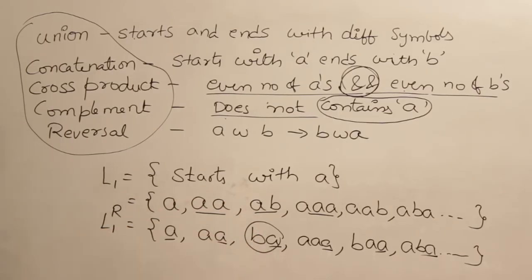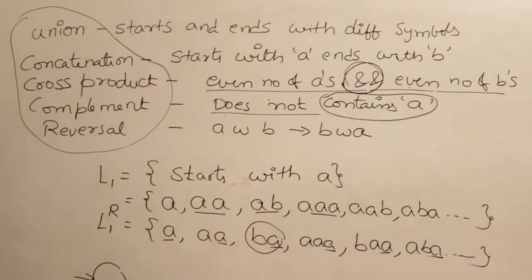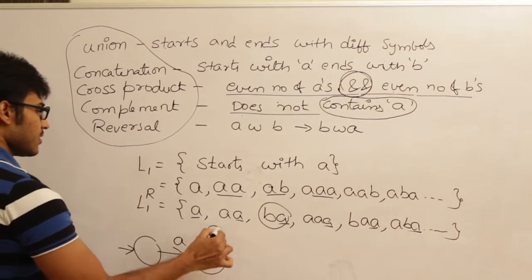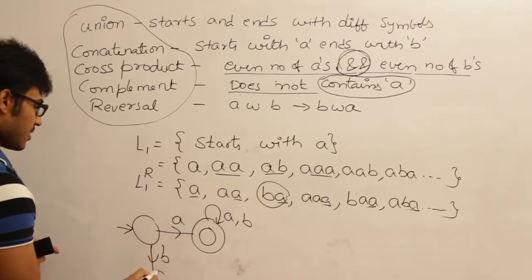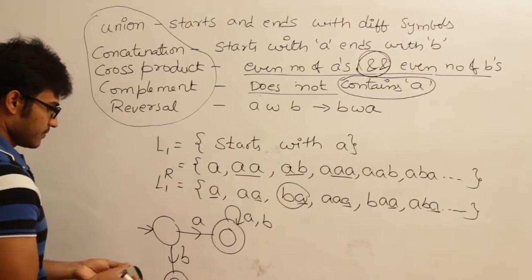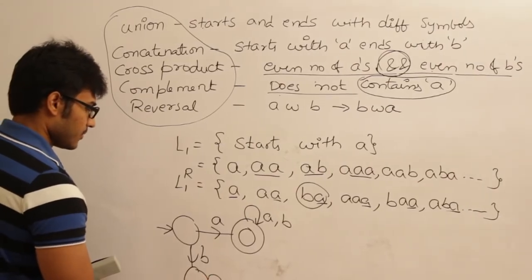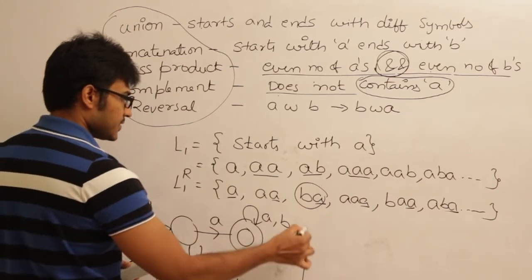Right? So how we can form the reversal is, first of all, draw the DFA for the original language. First, it starts with A, so I am going to accept it. If it is starting with B, I am going to reject this string, dead state, and then follow these steps.